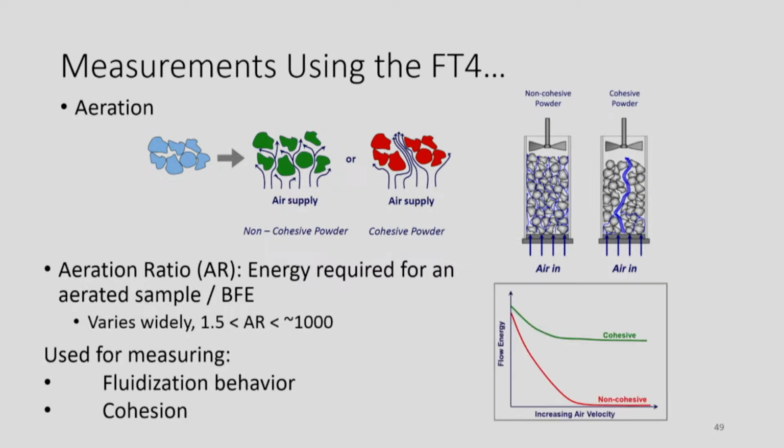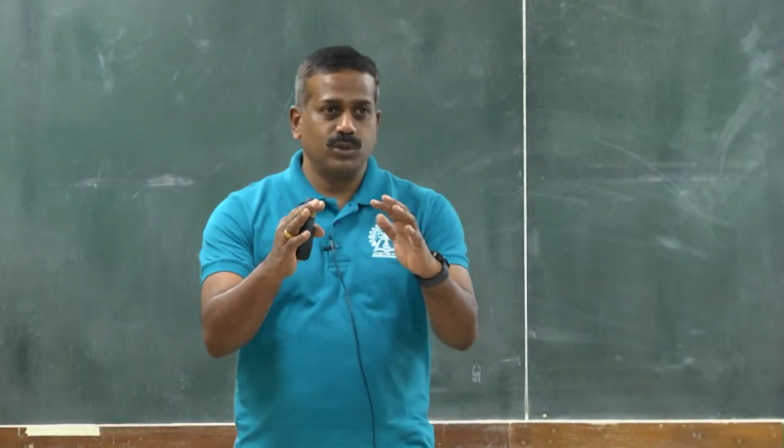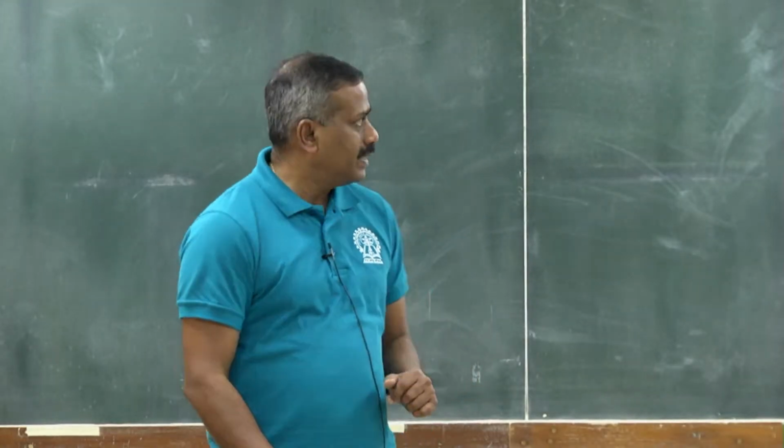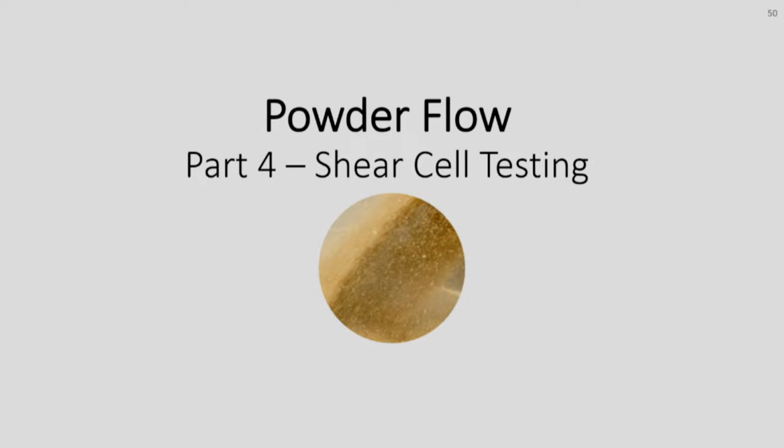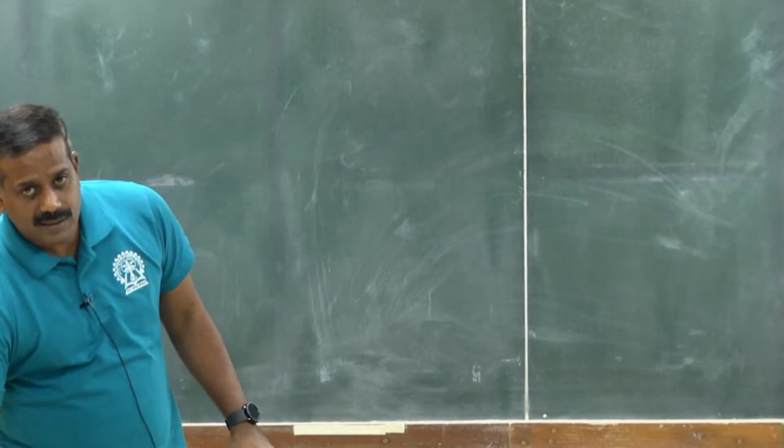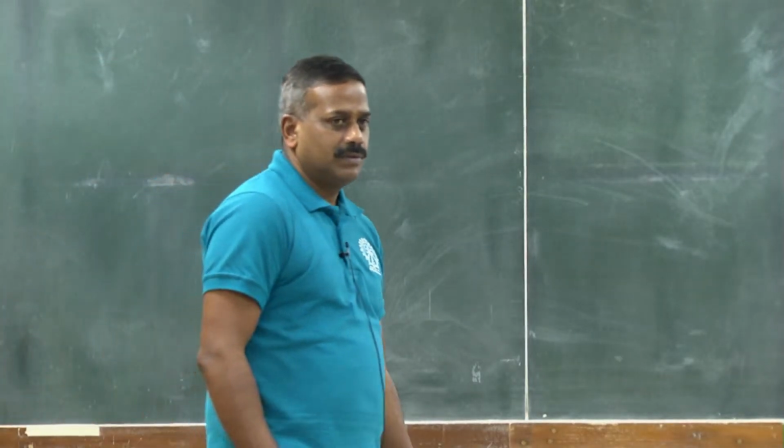Again, fluidization behavior and cohesion. The flow energy for cohesive particles will be very high compared to non-cohesive. For non-cohesive powders, the air will flow uniformly across the powder bed. Okay, I will stop here and we'll talk about shear cell testing tomorrow.